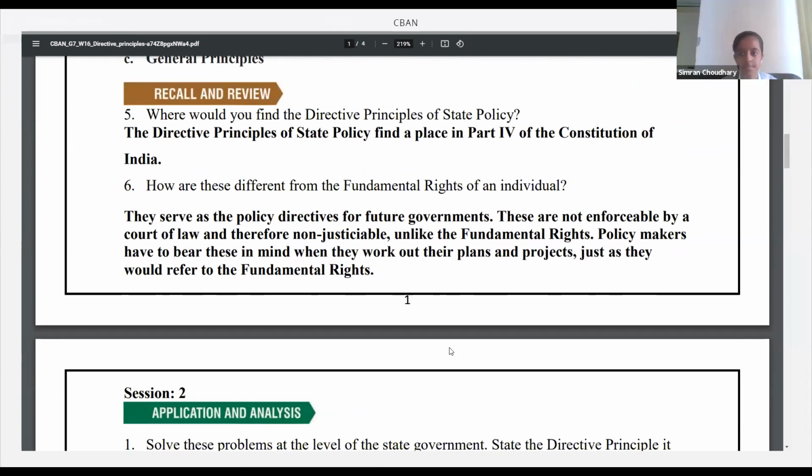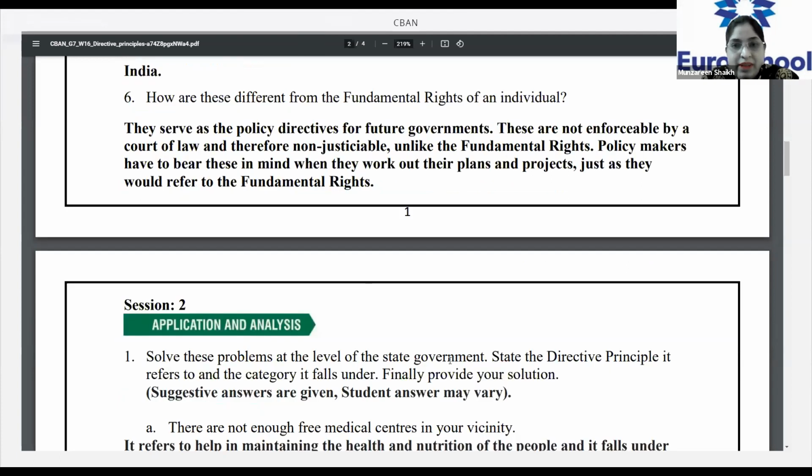Next is, how are these different from the fundamental rights of an individual? Now, you remember we had done differentiation between directive principles and fundamental rights? Yes, ma'am. Let's revise. Let's see how many of you remember. What is the first difference between directive principles and fundamental rights?